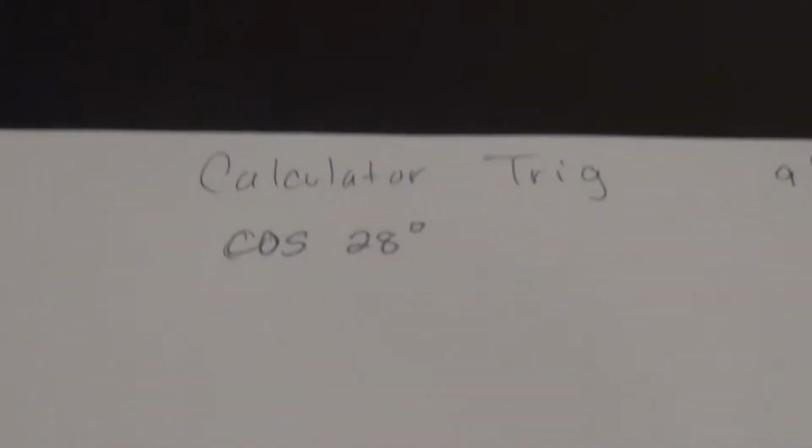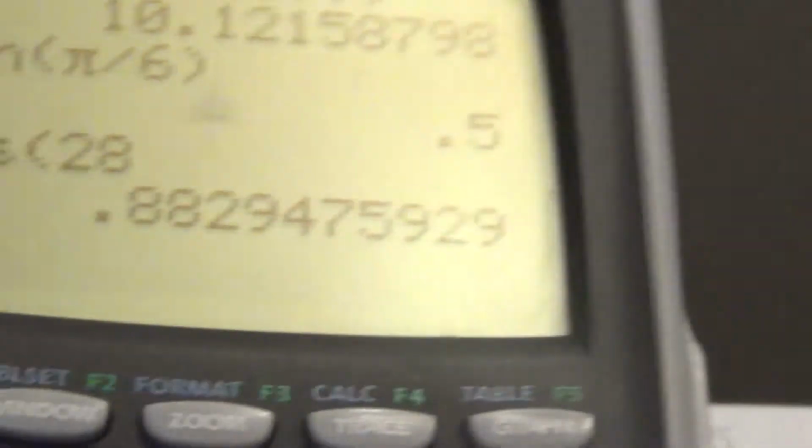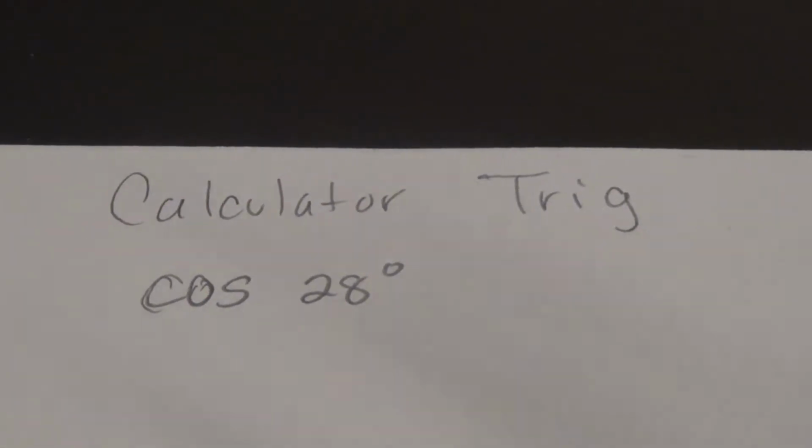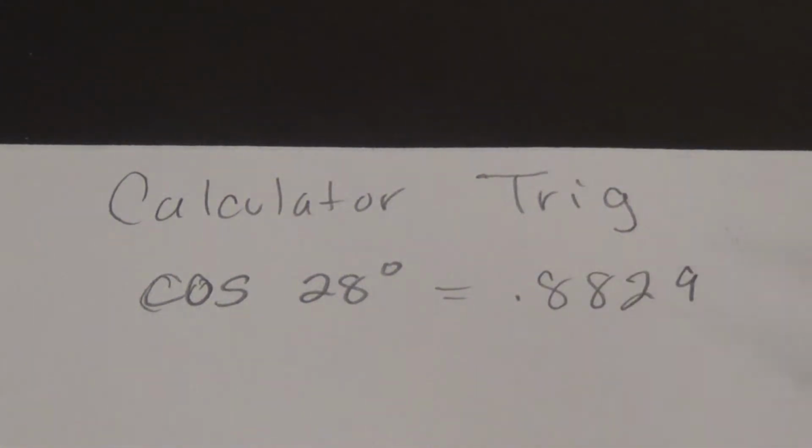So the cosine of 28 is now easy to plug in. Just cosine 28, enter. And I'm going to get this number, 0.8829. Make sure you get that out of your calculator. I'm sure you've done that before.